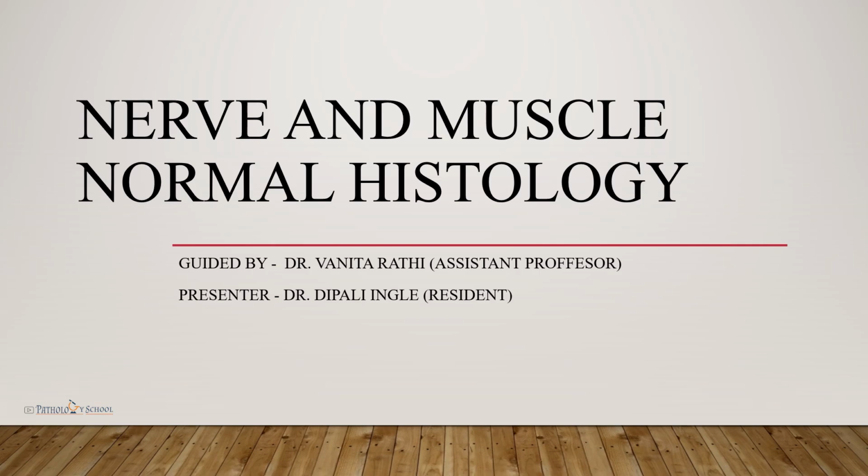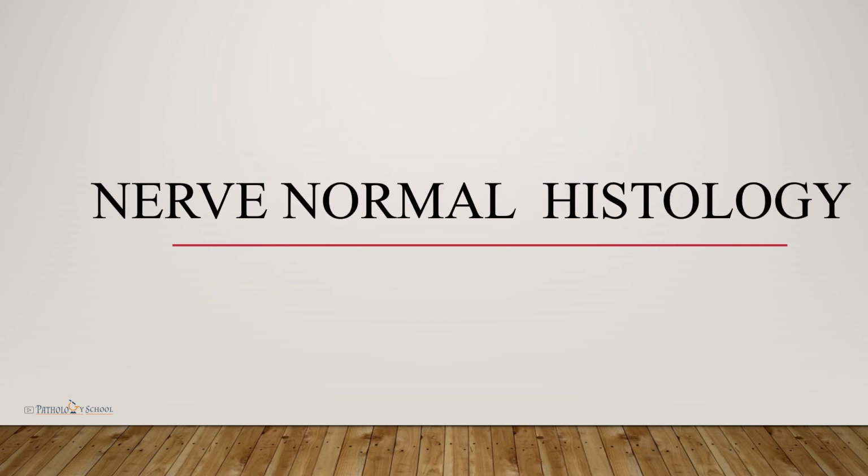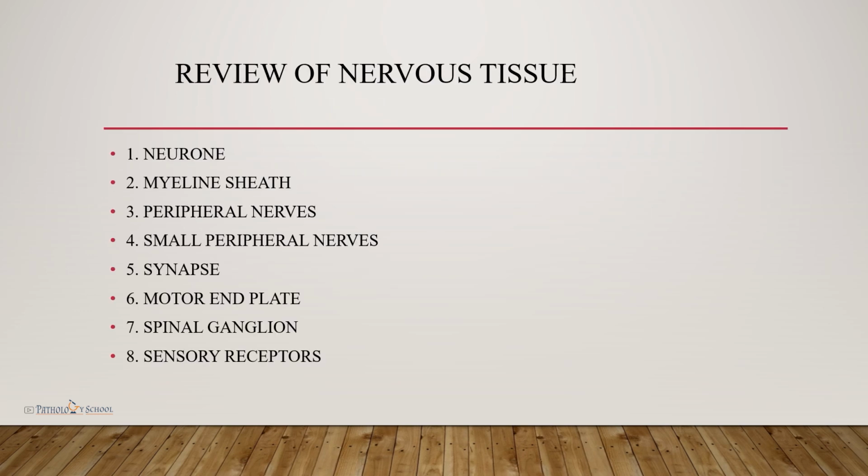Nerve and Muscle Normal Histology. Myself Dr. Dipali. In nerve normal histology, we can see neuron, myelin sheath, peripheral nerves, small peripheral nerves, synapse, motor end plate, spinal ganglion and sensory receptors.